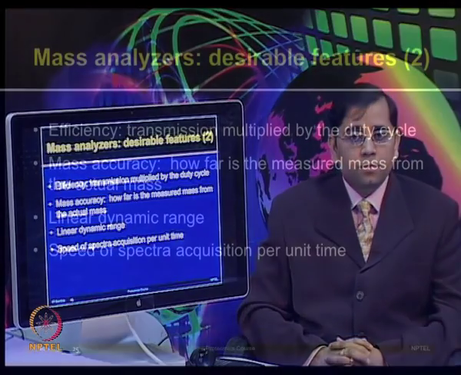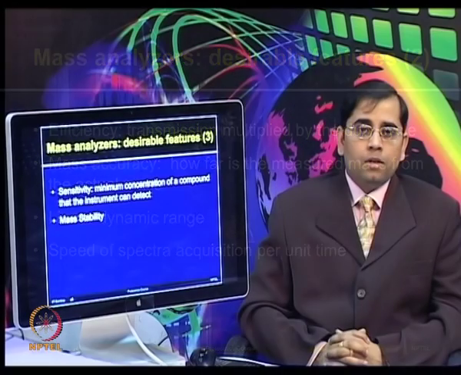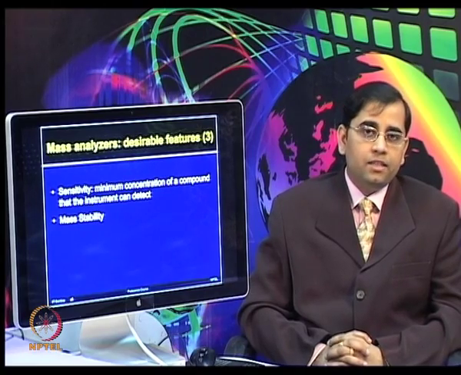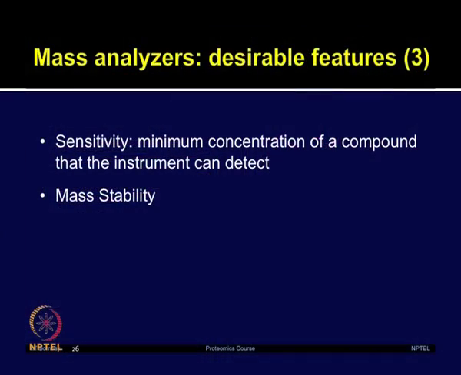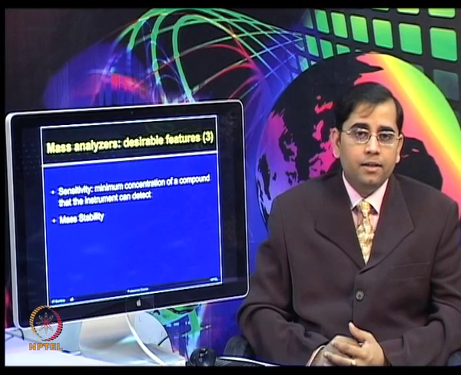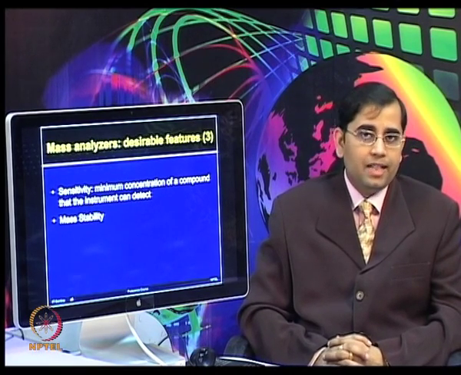Speed: how many spectra can be acquired per unit time. All these are desirable features of mass analyzers. Again, among the desirable features, one needs to look at the sensitivity, the minimum concentration of a compound that the instrument can detect with a particular signal to noise ratio. So, detection sensitivity is the smallest amount of an analyte that can be detected at a certain defined confidence level.